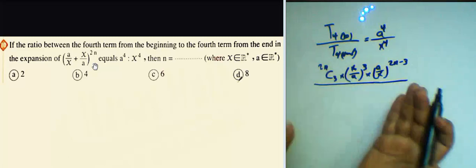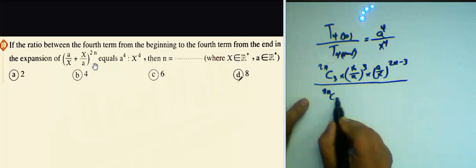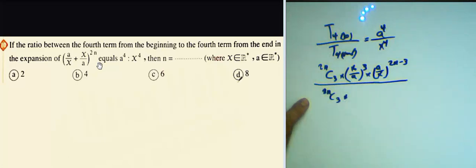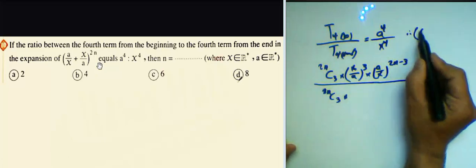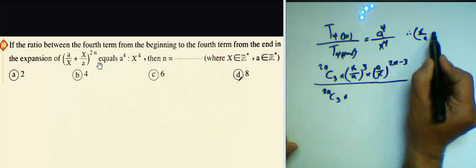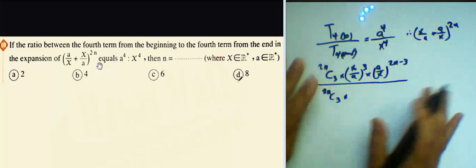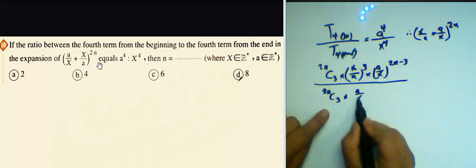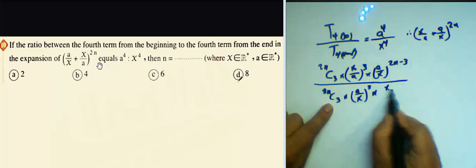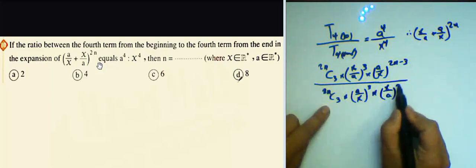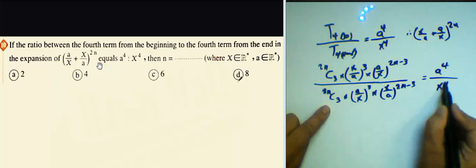You must change the terms, replace them here, write 2n combination by 3 and write the combination. What will it be if you change the terms here? The expansion will be x over a plus a over x, all power 2n. Okay, we change it, right? The second here, a over x power 3, multiplication by the first, x over a power the difference 2n minus 3, all equal a power 4 over x power 4.